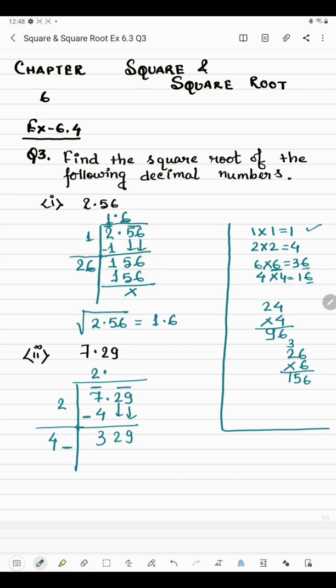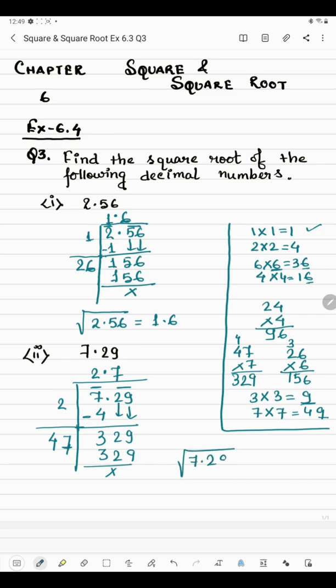Now what should we take here? Here last digit is 9. So either it will be 3 3s are 9 or 7 7s are 49, right? So only in these two cases we get 9 at ones place. So let us check by taking 7. So 47 multiplied by 7, 7 7s are 49, 9 and 4 carry, 4 7s are 28, 28 plus 4 is 32. So it will be 7 and the same number we will have to take here. So it will be 329. So the square root of 7.29 will be 2.7.